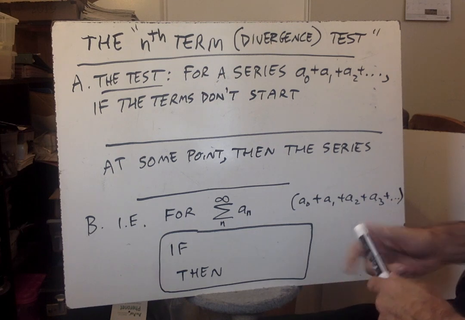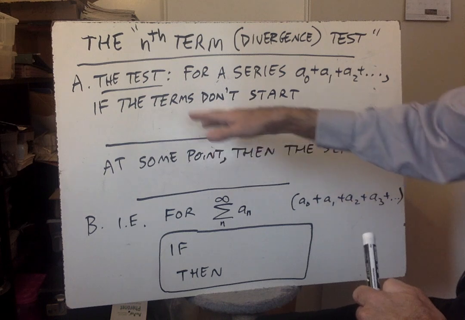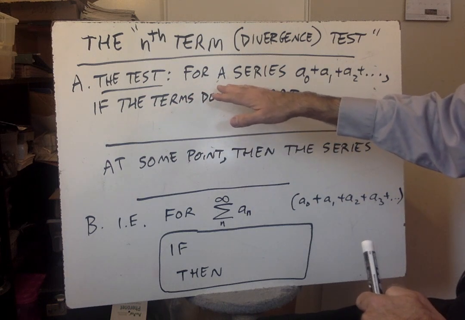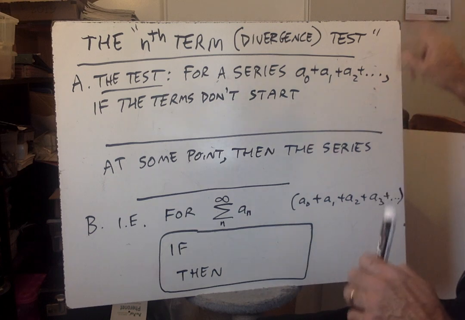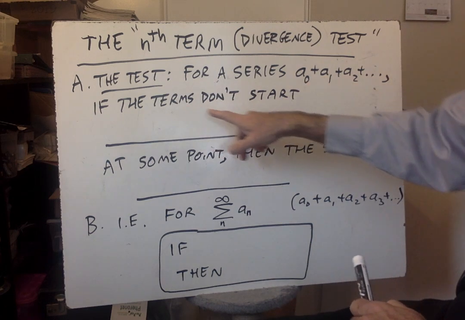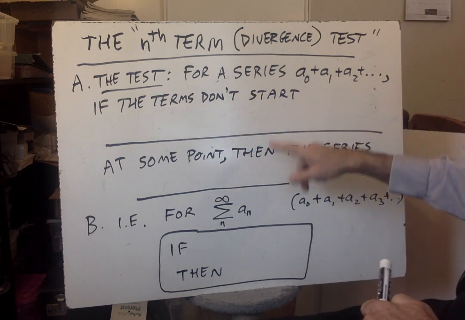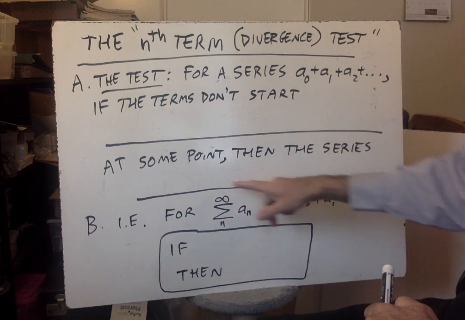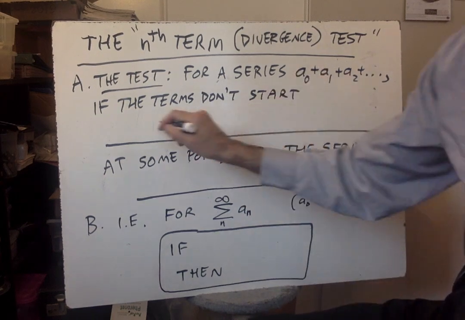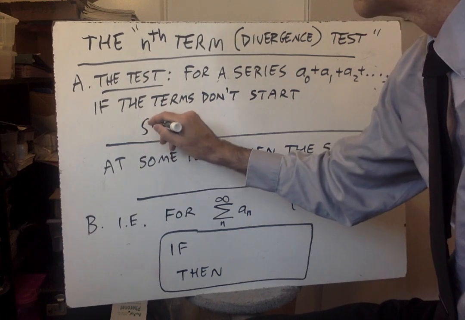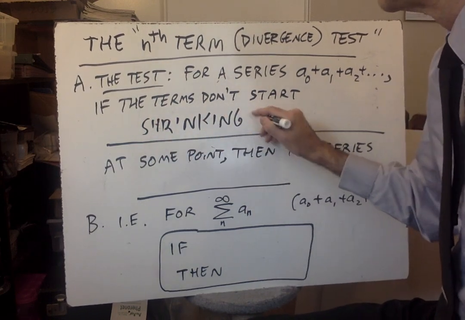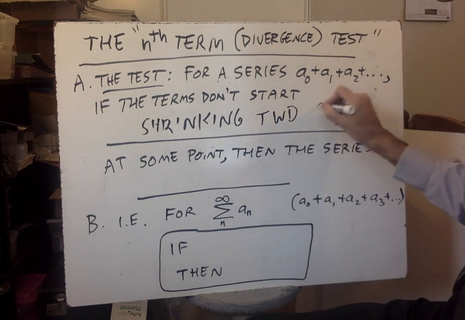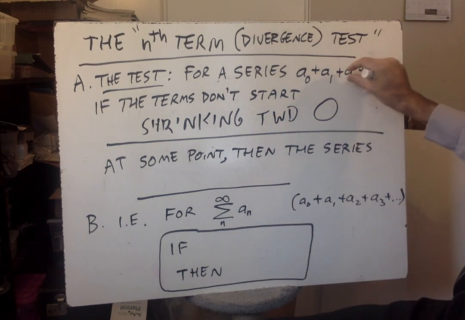Right, the test. Fill in the blanks, pause the video. Here's the test written out for a series, written in standard notation for general series. If the terms don't start shrinking toward what? Zero. The terms must get smaller and smaller, closer and closer to zero at some point.